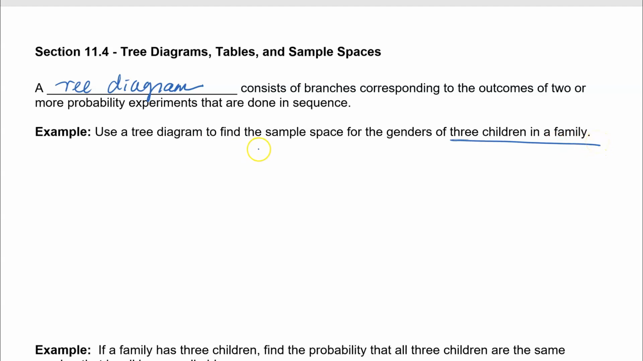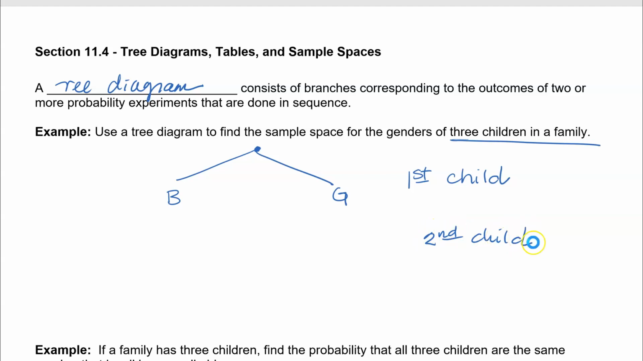The way you start a tree diagram, and you can do this vertically or horizontally, it doesn't matter, is I start with a dot and I ask myself, well, what could happen if we have our first child? Well, our first child, we could have a boy or we could have a girl. Okay, and then the family's going to have a second child. So if they have a boy first, they could still have a boy or a girl for their second child. Or if they have a girl first, going down that first branch, they could have a boy or a girl for their second child. And then we're going to do it again.